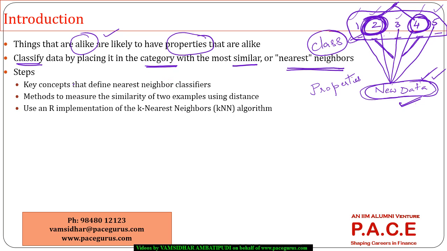So we need to understand the key concepts that define the nearest neighbor classifiers. The definitions and other key concepts we would be covering in this session. So, different kinds of methods which define the similarity. How do I say these two are closer, these two are far off? So there is a kind of distance computation, and we need to understand the distance computation. And once we are aware of the various conceptual aspects, we will take an R implementation of the K nearest neighbors algorithm and try to take an example to do the classification.